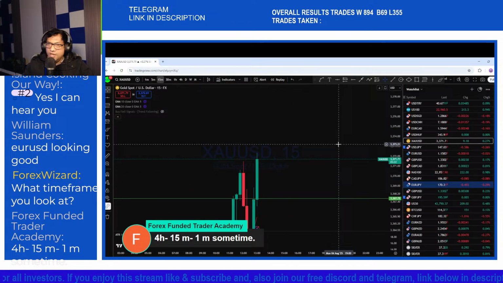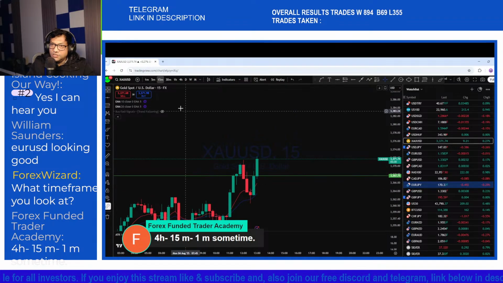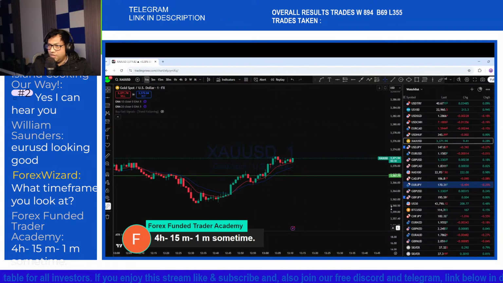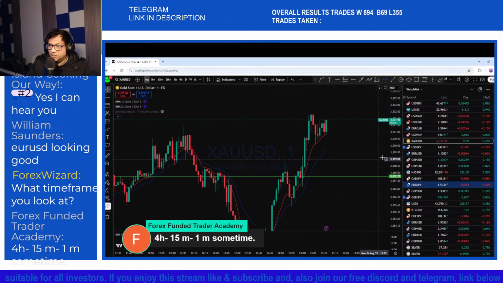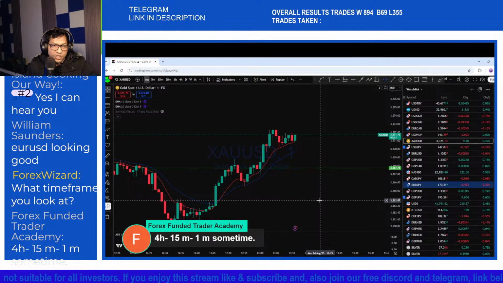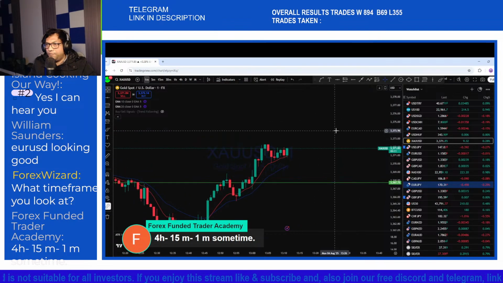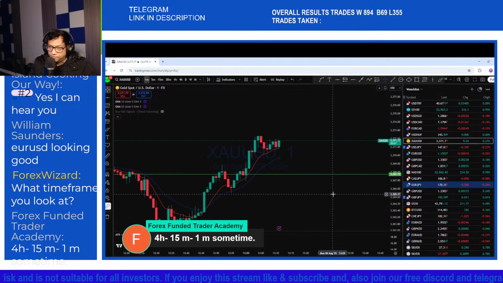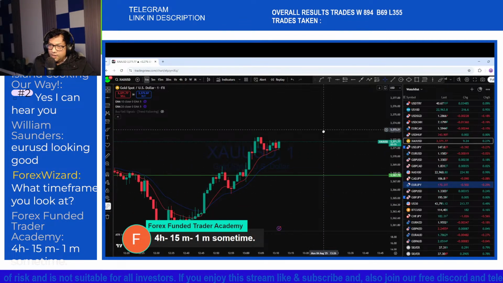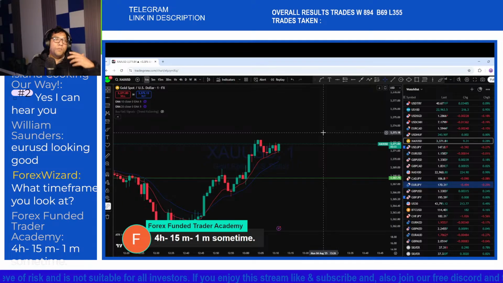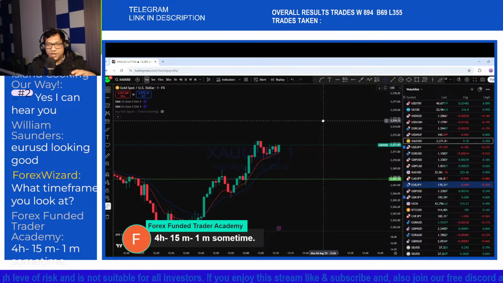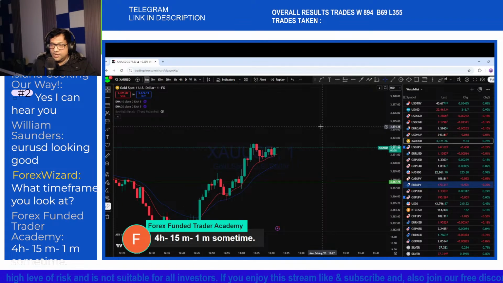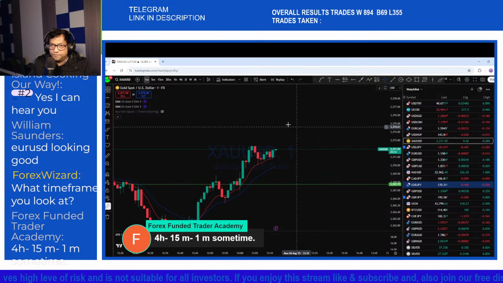So basically higher time frame is 15 minutes, lower time frame is 1 minute. That's the combination that I look at. This is the best combination to find suitable entry when we are looking at the market, along with also the breakup structure. When we're looking at the market, we need to look for a market that has a breakup structure here.